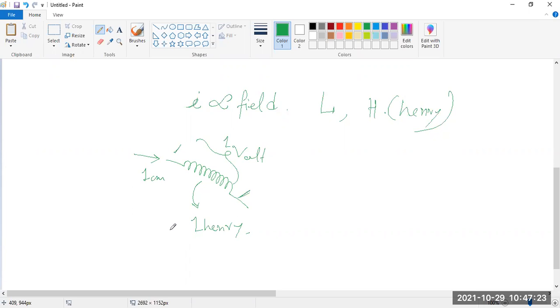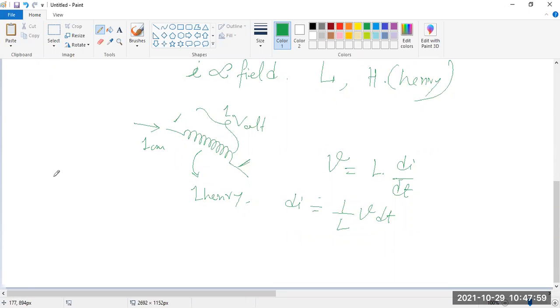So Henry is a large amount. The current and voltage relation is given by V equal to L di/dt. This is the relation between the current and the voltage. And we can say that di equal to 1 by L times V dt.